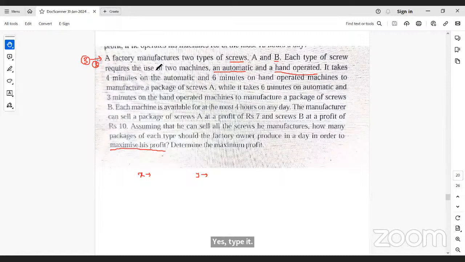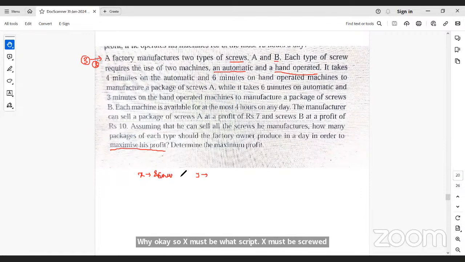Yes, two of them have replied. Vedvati, okay, number of packages of screw A we can consider as x and screw B we can consider as y. So x must be the package of screw A, and y must be the package of screw B.